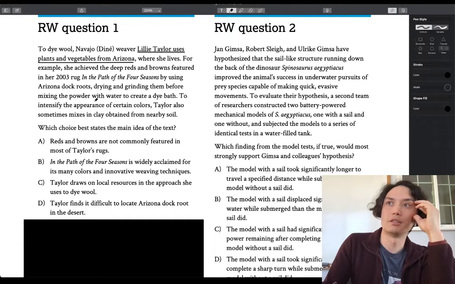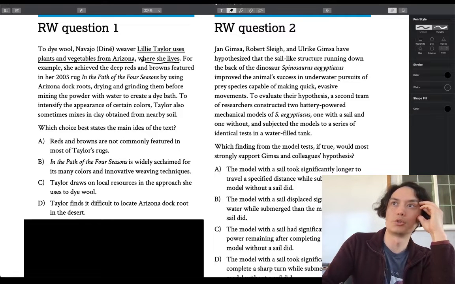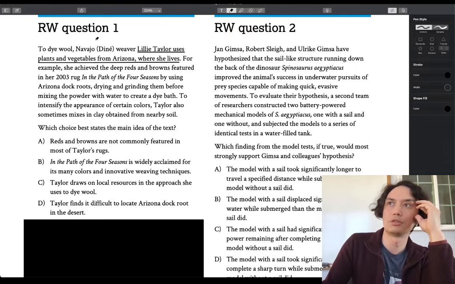To intensify the appearance of certain colors, Taylor also sometimes mixes in clay obtained from nearby soil. Oh, well, it's really cool. This is more along the lines of, oh, she's using more stuff from where she lives. So the main point is going to be she uses stuff from where she lives. So no, these are reds and browns, which is a specific thing. Draws on local resources in the approach she uses to dye wool. Oh, to dye wool. That's her thing. Yeah, cool. Taylor finds it difficult to locate Arizona dock root in the desert.